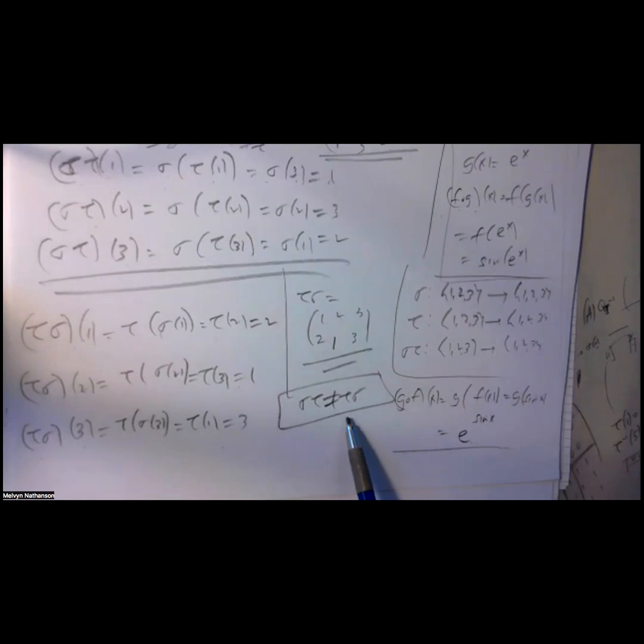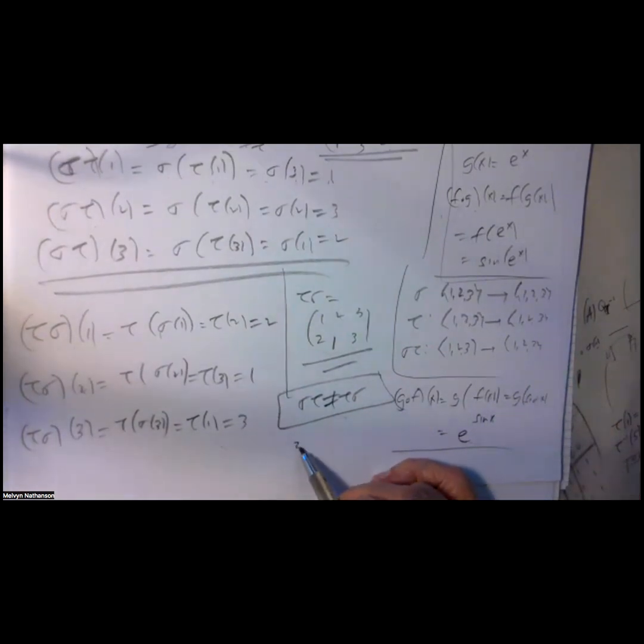So this is a very important fact about permutations. When you multiply permutations, the order matters. It's not like multiplying numbers. 3 times 5 is 5 times 3. The order doesn't matter. But for permutations, just as with functions, multiplication of permutations is not, as we say, commutative. Sigma tau may be equal to tau sigma, but in general, it's not. So you can't assume that it is.